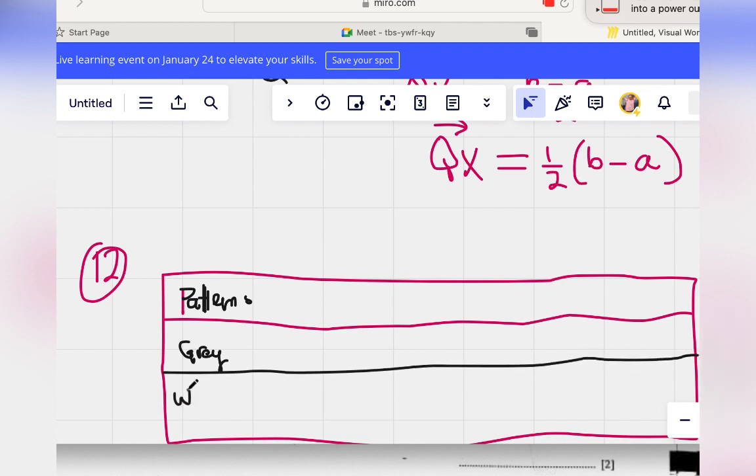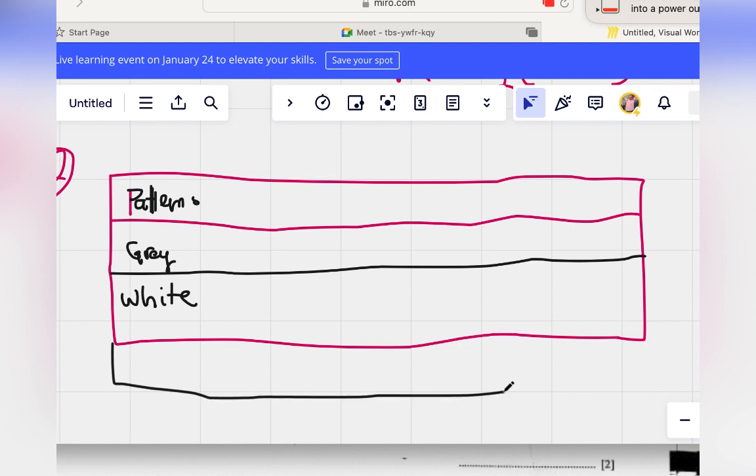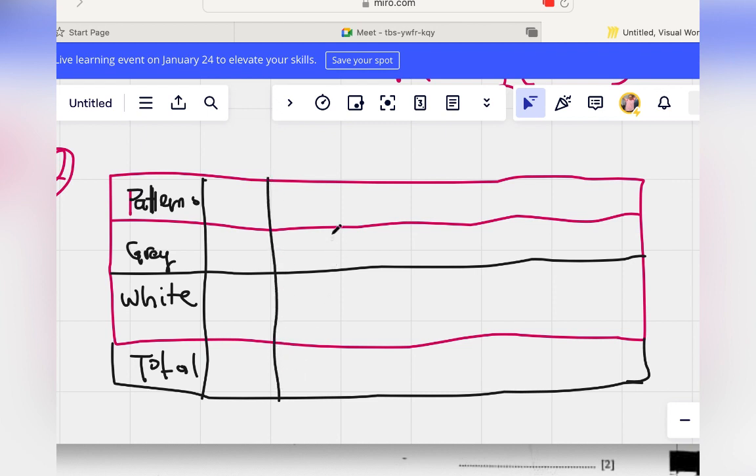The table in the exam paper did not include the white. So I think it's good if we include the white to make the problem easier for us. And then we have total. Let's include the total column. Okay, so here is total. Now let's begin to count what we have for white, for gray, and so on, and then we see where we're going, where we're coming from.